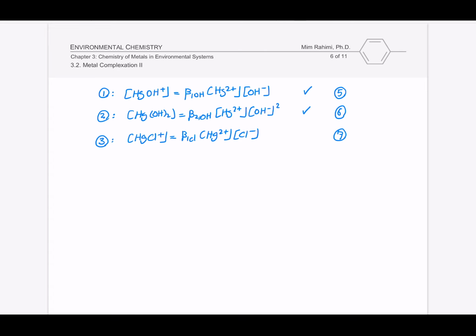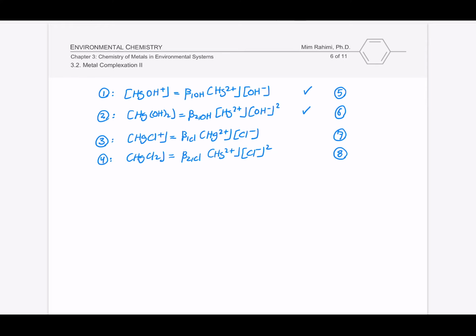So we want to do the same thing for number 4 to figure out what is HgCl2. Then here this would be beta 2 Cl, Hg2 plus, then Cl minus to the power of 2. Again, this is not something that is directly useful.